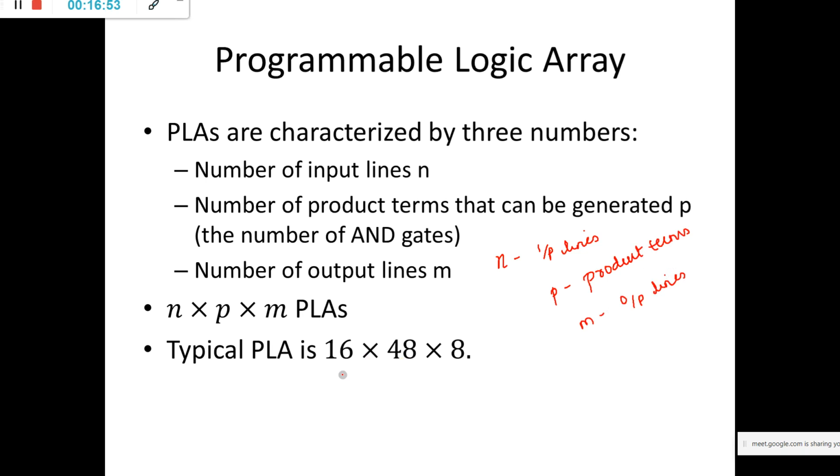So now typical PLA is 16 input lines, 48 product terms at the output of the AND gate, and next 8 output lines. In programmable logic array we have AND array also, we have OR array also. Both are programmable. Okay, both are programmable.